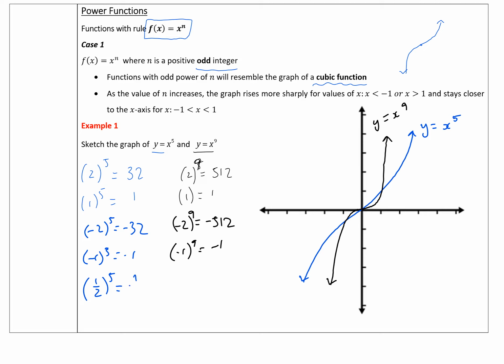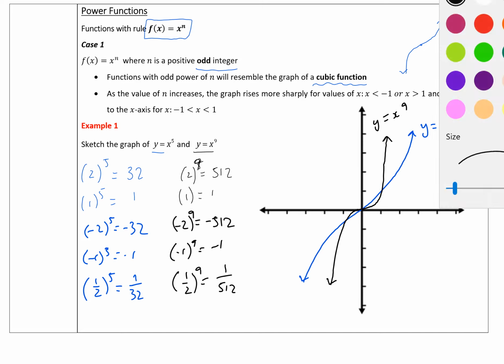So we know that a half to the power of 5 is 1 on 32. It's quite a small fraction. But it's not nearly as small as a half to the power of 9, which is 1 on 512. So I know that in this section here, my black line should be closer to the x-axis because it's going to be a smaller fraction.